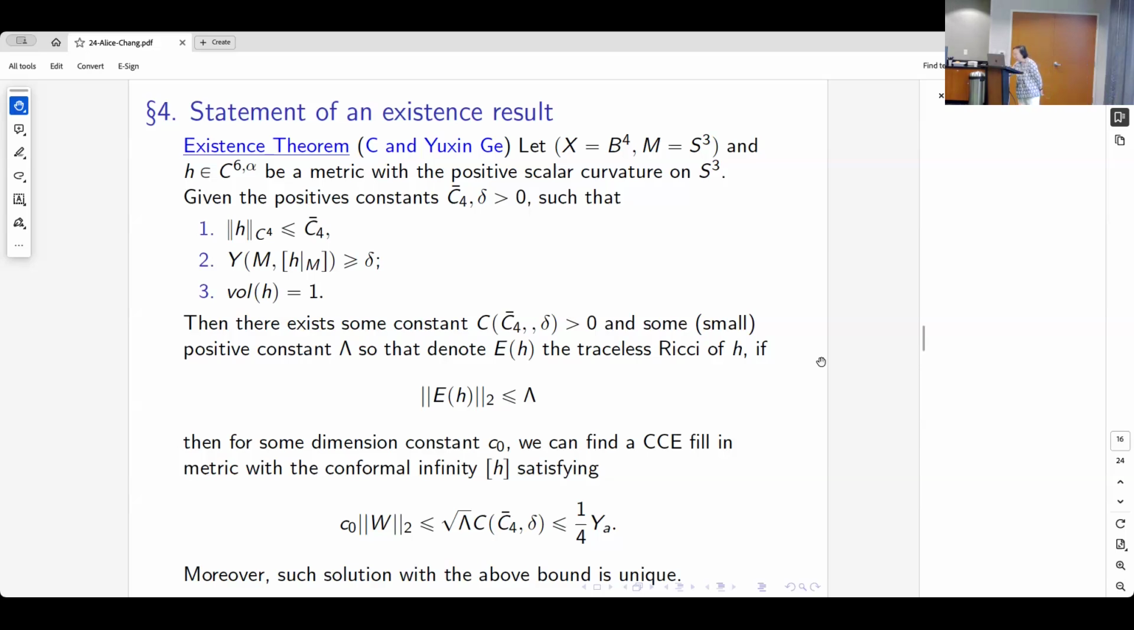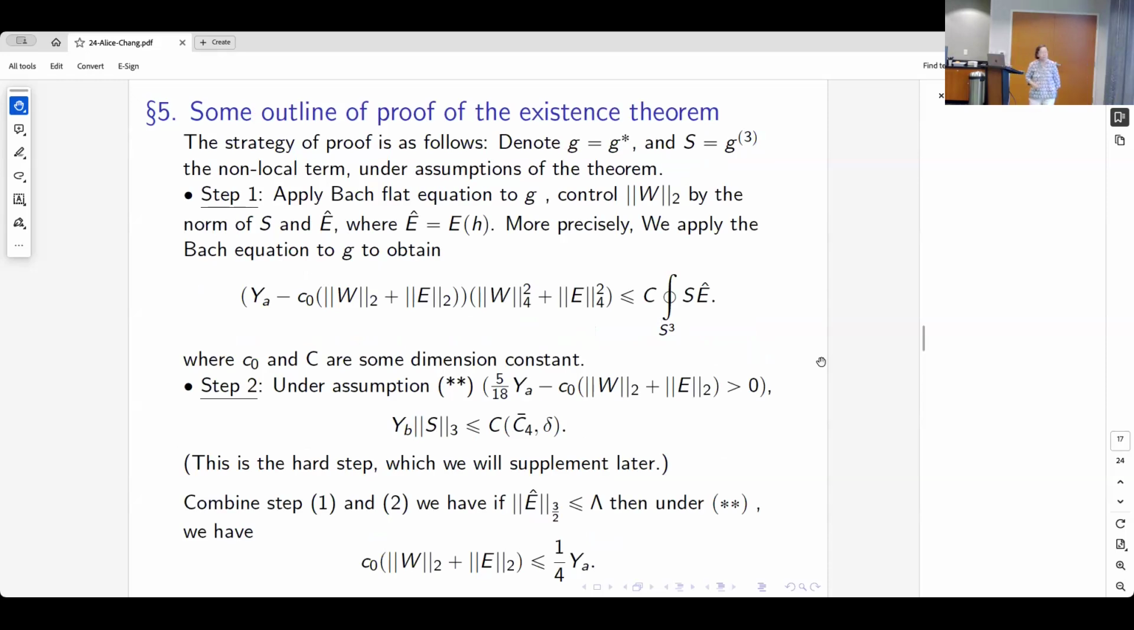Okay, so let me briefly outline the proof of the existence theorem. There are 3 steps. First step, I denote the local quantity G3 by S. So the problem is how to control S under our boundary constraint. The first step is using this Bach-flat equation to say that this term, a multiple of YA minus Weyl L2 norm, and then Weyl L4 norm, together are bounded by the boundary integration of S and E hat. E hat is a boundary condition. So to control the growth of this, I need to control S. And S is a local quantity. How do we control it?